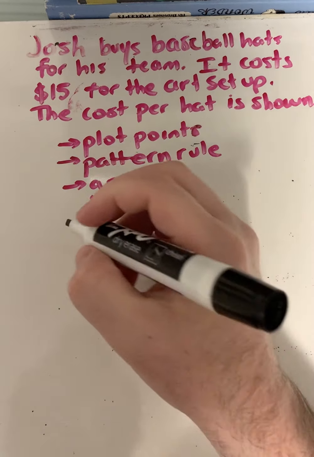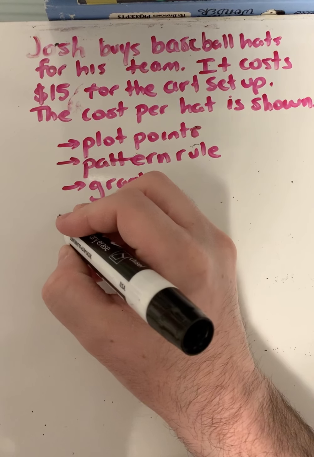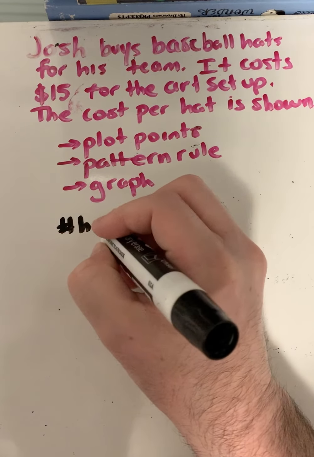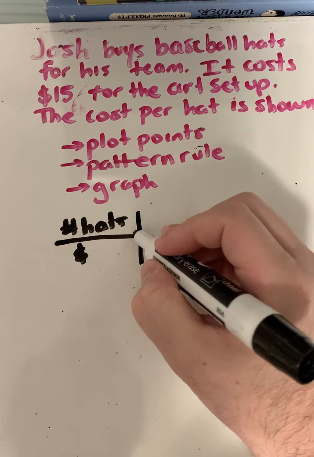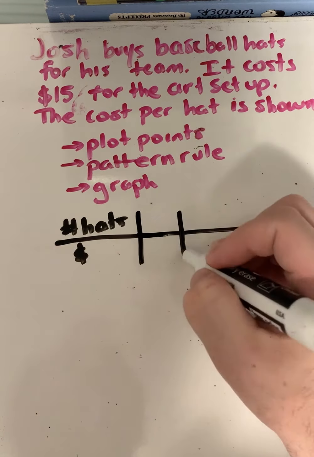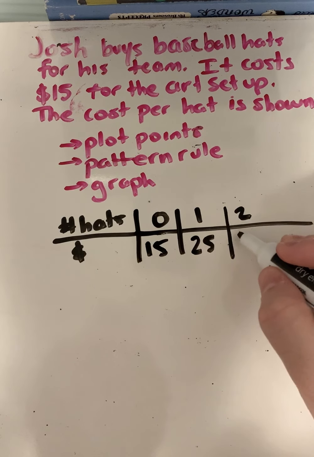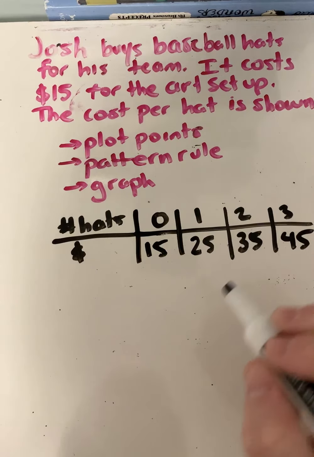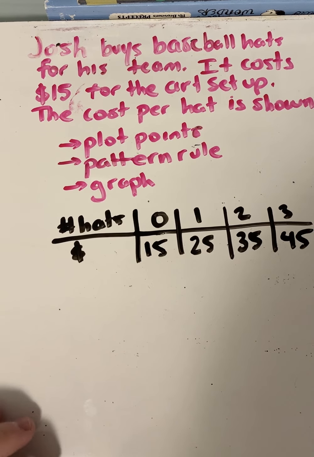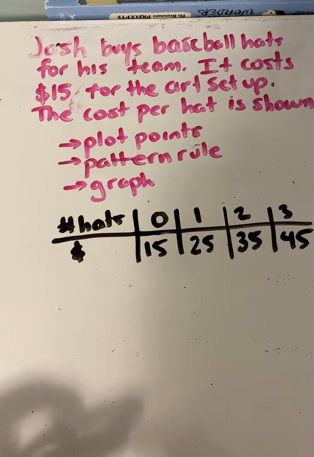So the cost per hat is, so number of hats, and then cost. We have 0, 15, 1, 25, 2, 35, 3, 45. Okay, so the first thing I need us to do is to practice our plot points. So let's go into this corner in here and let's do the plot points.